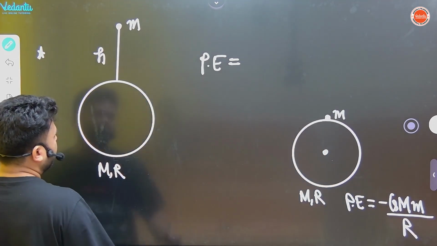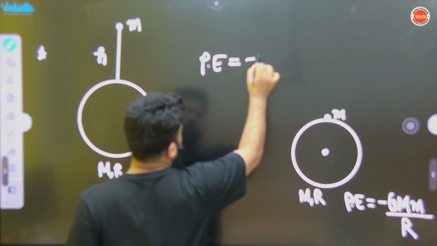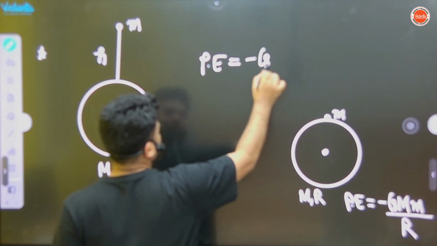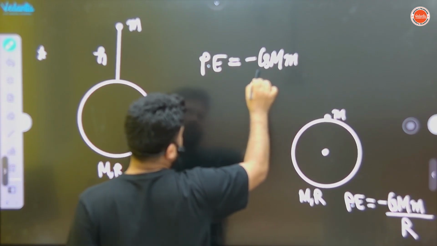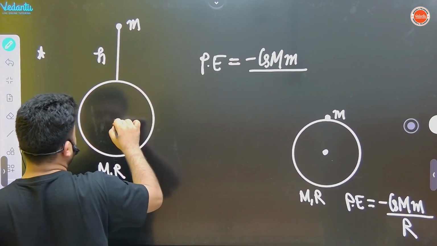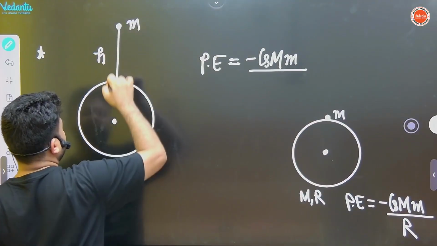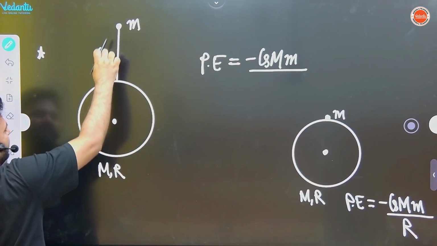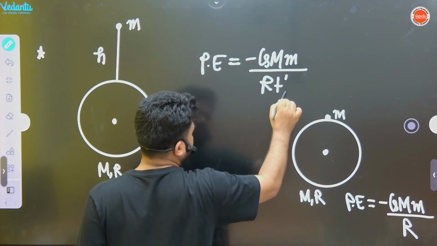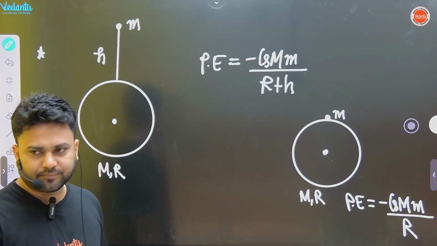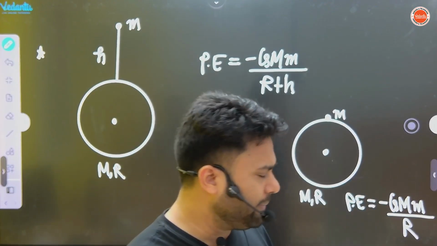Correct? If they ask what is the potential energy here, so minus G, mass of earth M, small m, mass of the other object, divided by the distance between them. So the distance between this mass and this mass is how much? This is h, this is radius r. So r plus h. Correct? Simple.